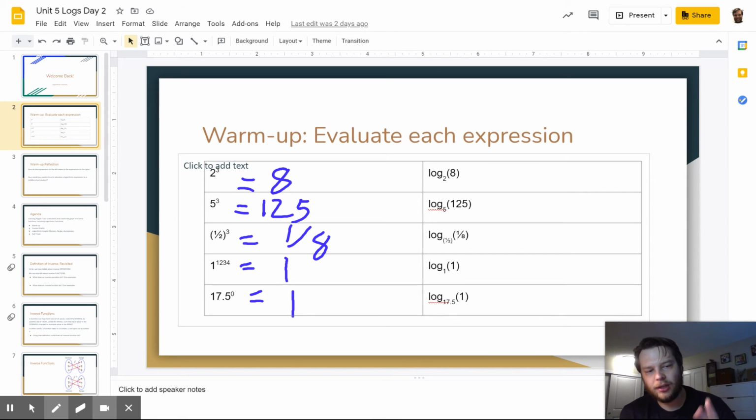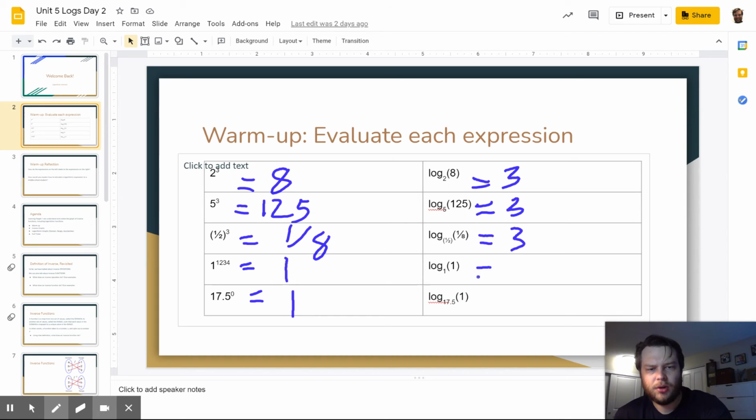Now, when you look at log, it is the inverse. So it swaps the two different numbers there. So log base 2 of 8 is 3 because it takes 3 2's to make 8. Log base 5 of 125 is 3. Log base 1/2 of 1/8 is 3.